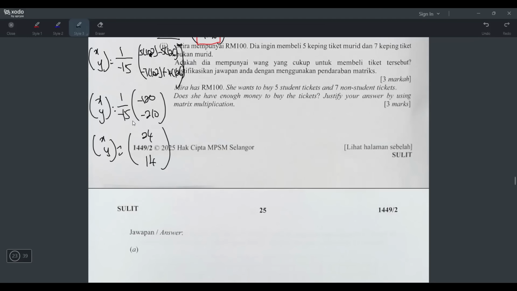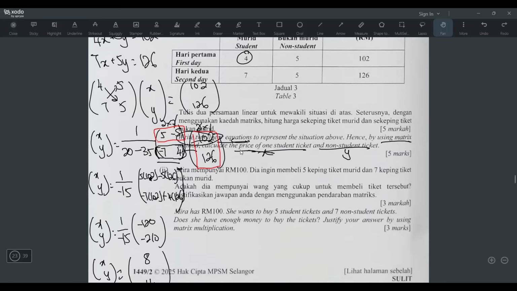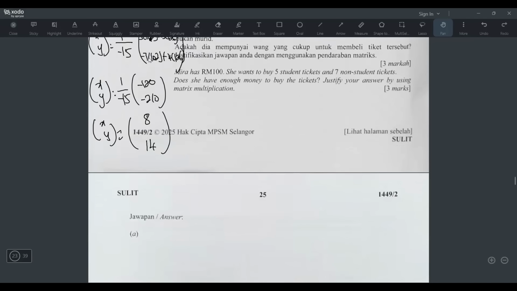120 divide 15 once more. 120 divide 15, oh, I got 8. Okay, maybe I pressed wrong just now. So 120 divide 15 is 8, and then 210 divide 15 is 14. Okay, so we've found X and Y, but the question asks for the price of one student and non-student ticket. So we should write it down like this.